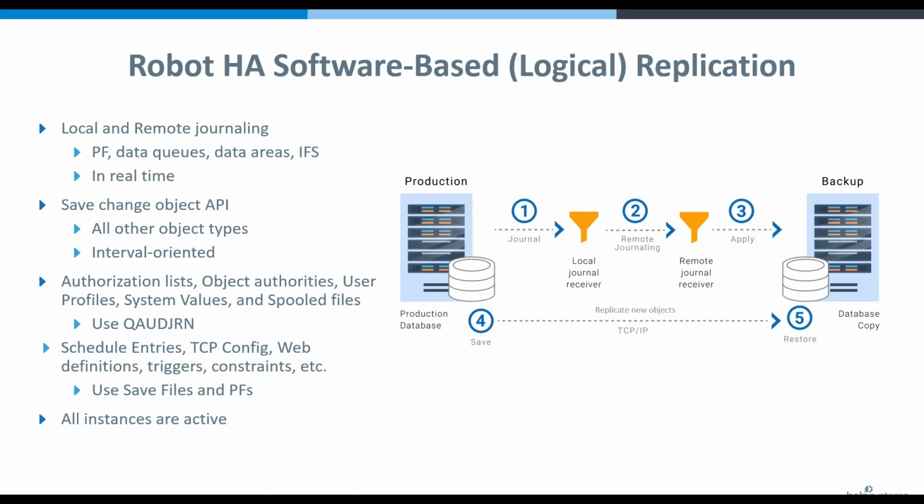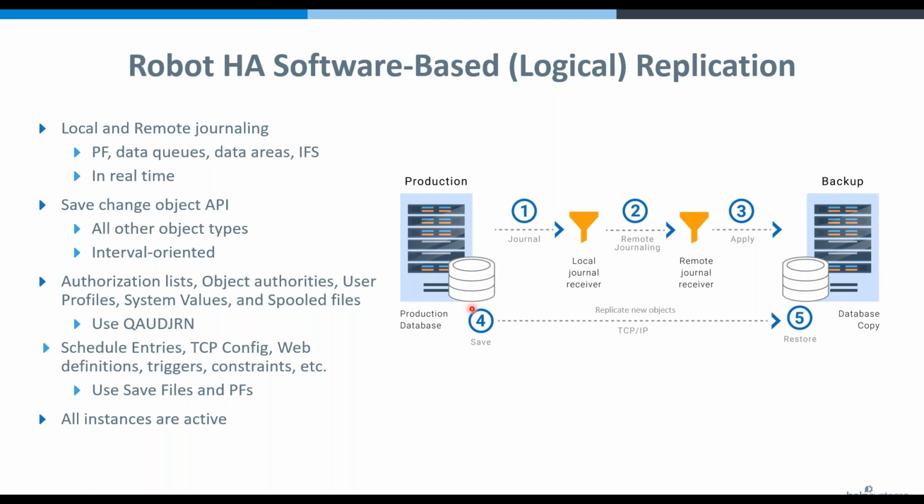As I said, we use local and remote journaling. The little education with that is that people need to know that physical files, data queues, data areas, and IFS are truly the types of objects that go through journaling in real time. If you look at this screen here, what happens is you come into Robot HA, you create a library, we create a journal, we create a remote journal, and we start up the apply process over on the target system.